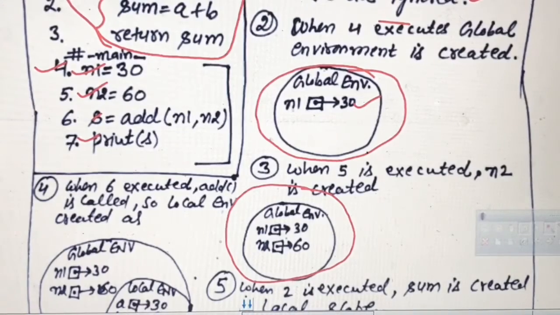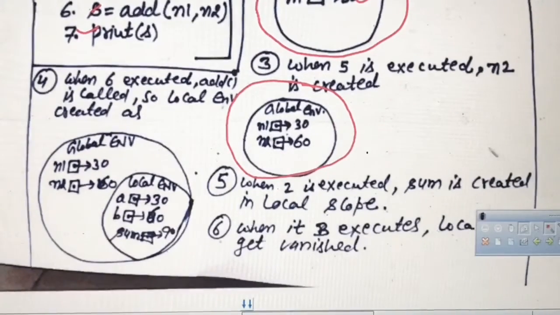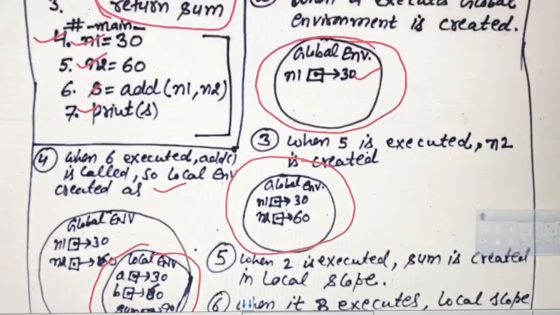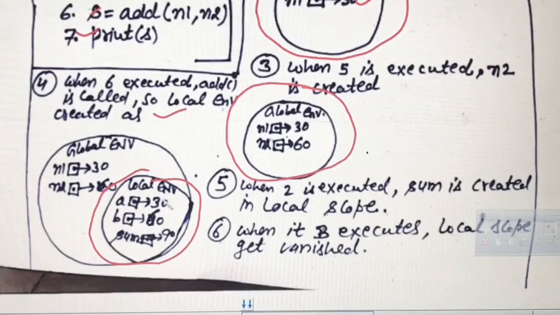In the global environment there will be two variables. Then comes the function call in statement 6. When 6 is executed, the add function is called, so a local environment is created. Now the local environment will be created like this. I have shown all variables in it, but right now there is no variable, only the local environment is created. But when the function call goes here, a and b will get created, and they will take values from n1 and n2.